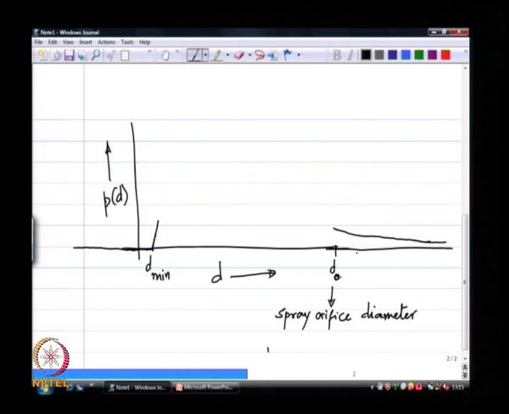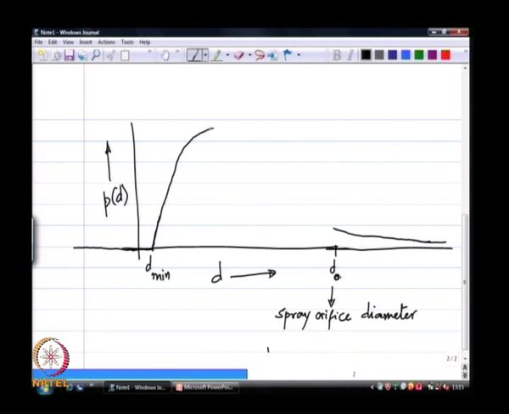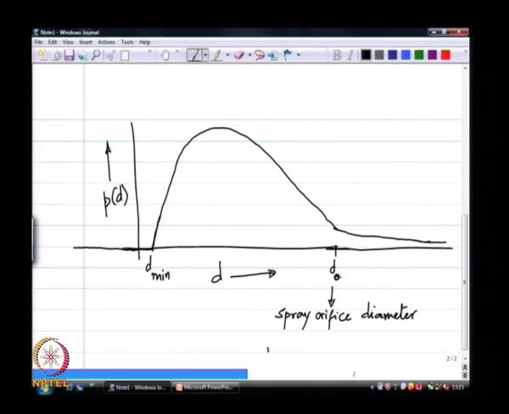So, with these constraints, there is only one possible general shape for this graph. If I say this is the starting and that is the ending, there is only one way the graph can go, which is, if the probability density function is a continuous function and differentiable everywhere, this is one possibility, which means that there is one point at which the probability of finding a drop around that point is the maximum.